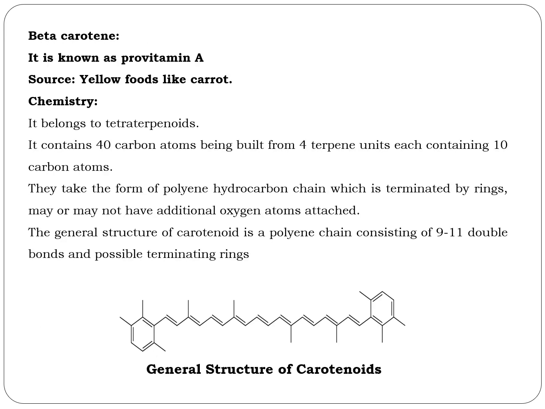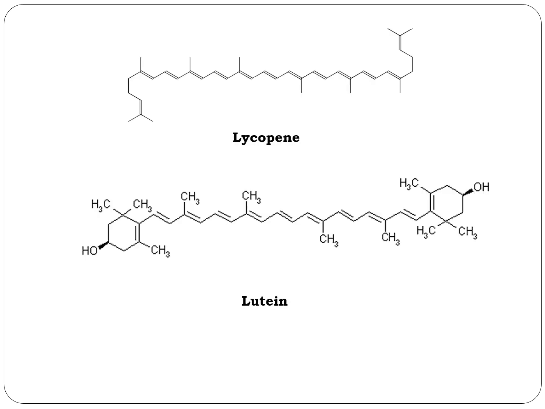Coming to another example, beta carotene. It is also known as provitamin A, and the sources are yellow foods like carrot. It belongs to the tetraterpenoids. It contains 40 carbon atoms, built up from 4 terpene units, each containing 10 carbon atoms. They take the form of a polyene hydrocarbon chain, which is terminated by rings, and may or may not have additional oxygen atoms attached. The general structure of a carotenoid is a polyene chain consisting of 9 to 11 double bonds and possible terminating rings. This is the general structure of carotenoids, as shown in the diagram. And these are a few examples, lycopene and lutein.